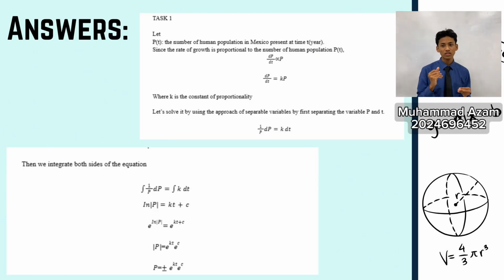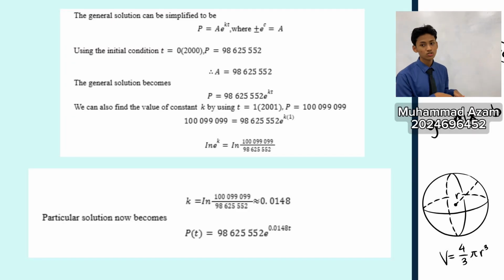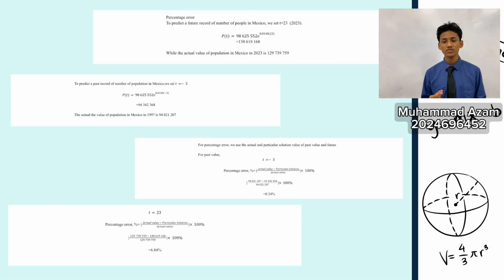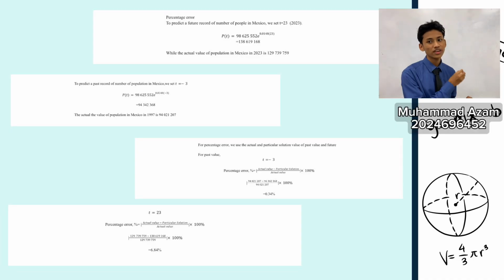Now we use the initial condition t = 0 at 2000, which has this population. So we change A to the number of population at year 2000. Now we rearrange it again, take the natural log, and we will get the value of k. So now we have the particular solution. Now we move to step 4, which is to find a value of future records. We set t = 23 at year 2023.